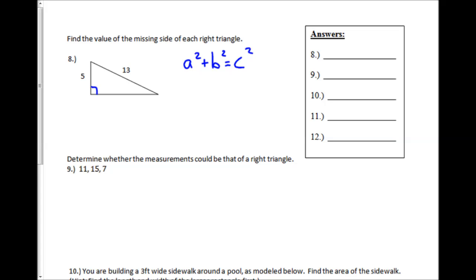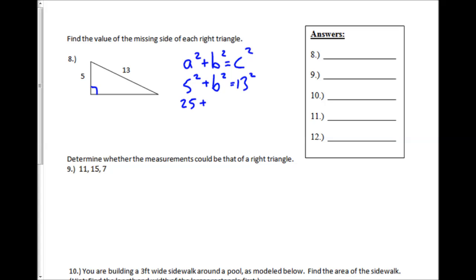Remember, a and b aren't super significant. The one that's important is the c value. And in this case, the c value is the 13. It's always across from the right angle, and it's always the longest side. And then it doesn't matter if I plug the 5 in for a or b. I'll plug it in for a. And now I'm going to have to solve this for b.